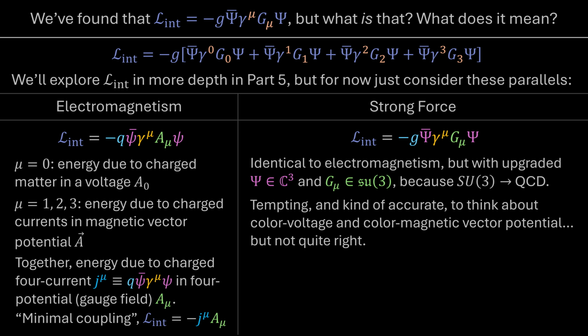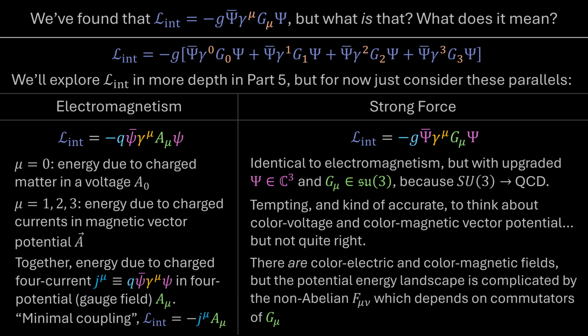And likewise, for the spatial part of G mu, that's G1, G2, G3, we might think of this as kind of like a color analog of the magnetic vector potential. And there is some truth to that, in that the space-like parts of our gauge field are indeed sensitive to the spatial gradients in our gauge transformation in our matter field. But the problem is that this notion of a potential, whether you're talking a scalar potential or a vector potential, in a non-abelian gauge theory, it doesn't quite work.